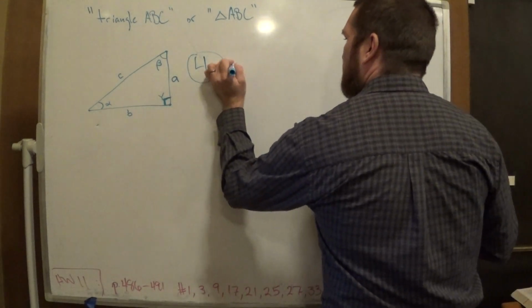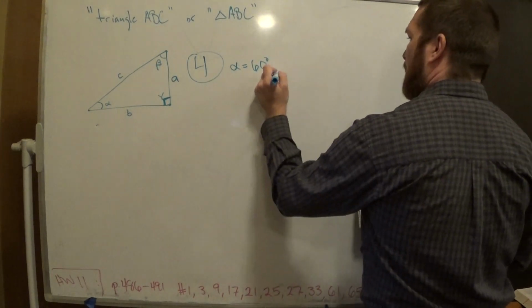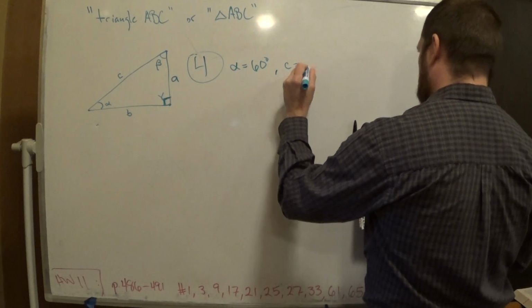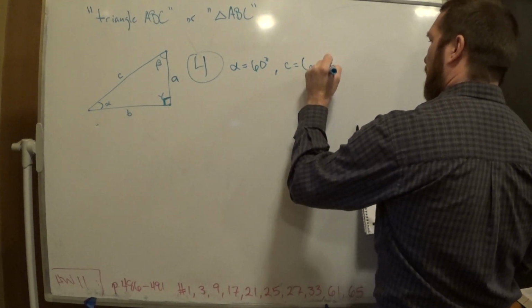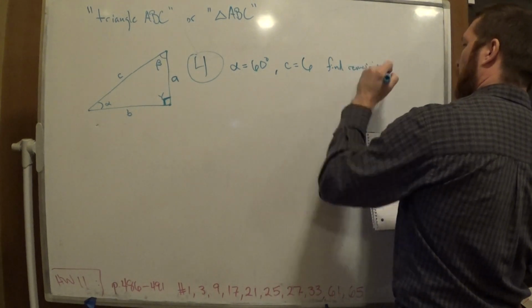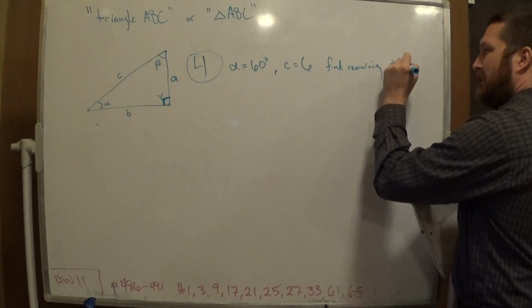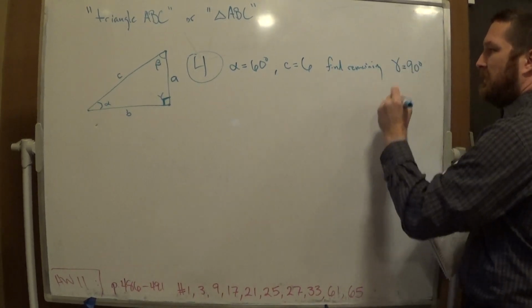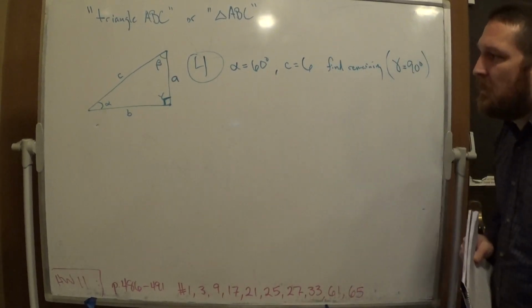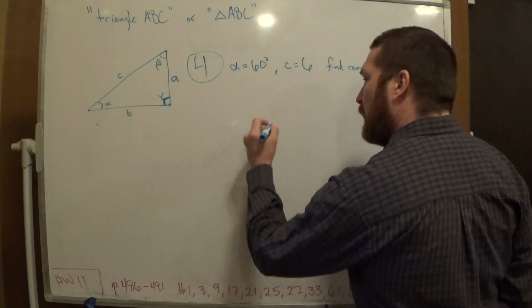It gives you alpha is equal to 60 degrees. It says that C is equal to 6. Find the remaining ones. Given that, and like I said, in this one gamma is equal to 90 degrees. Okay, so I know beta. Let's do that.